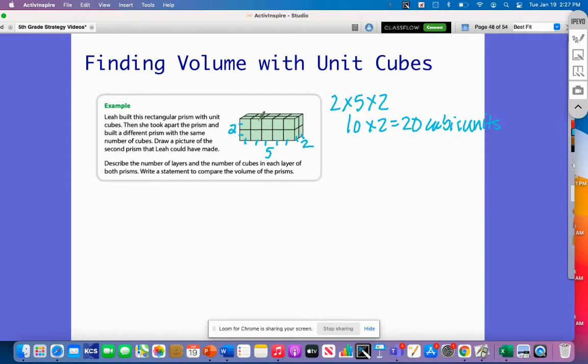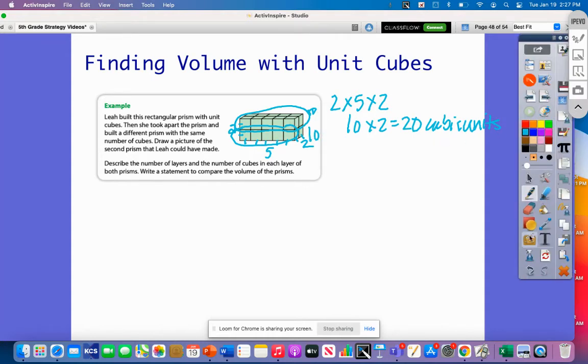Now, I can also count these. I'm going to count this top layer, 1, 2, 3, 4, 5, 6, 7, 8, 9, 10. There are 10 on this top layer. If there's 10 on this top layer and it looks the same on the bottom, there also has to be 10 on the bottom. So 10 there and then 10 on the bottom. That gives me 20 cubic units. Okay, I've got 20 cubic units.